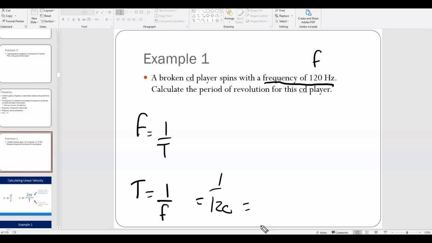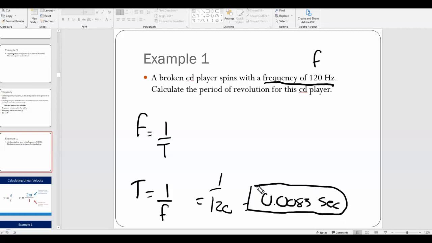Don't leave your answer as a fraction, please write it as a decimal. So you should actually do 1 divided by 120 in your calculator, and you should get 0.0083 seconds is the period. Just a really basic example with period and frequency.